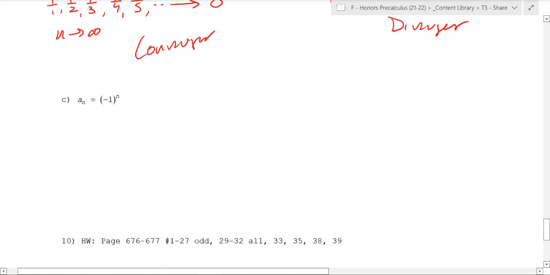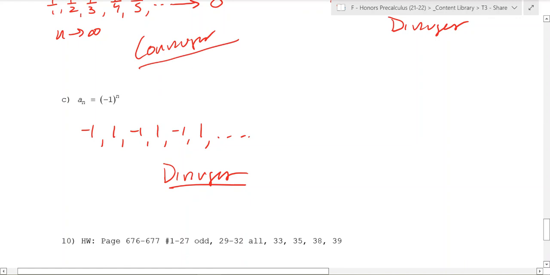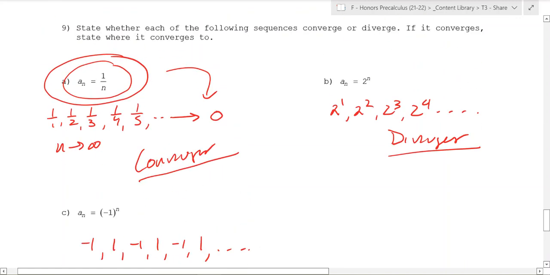What about this one? Plug in 1, you get negative 1 to the 1. Next one, negative 1 squared is just 1. Then an odd power, then an even power, then an odd power, then even. Does this converge? Does that get infinitely close to a finite number? It does not. This thing bounces back and forth, so we say it diverges. And this is a big thing we're going to look at. Do sequences converge or diverge? We're going to do a lot of that.